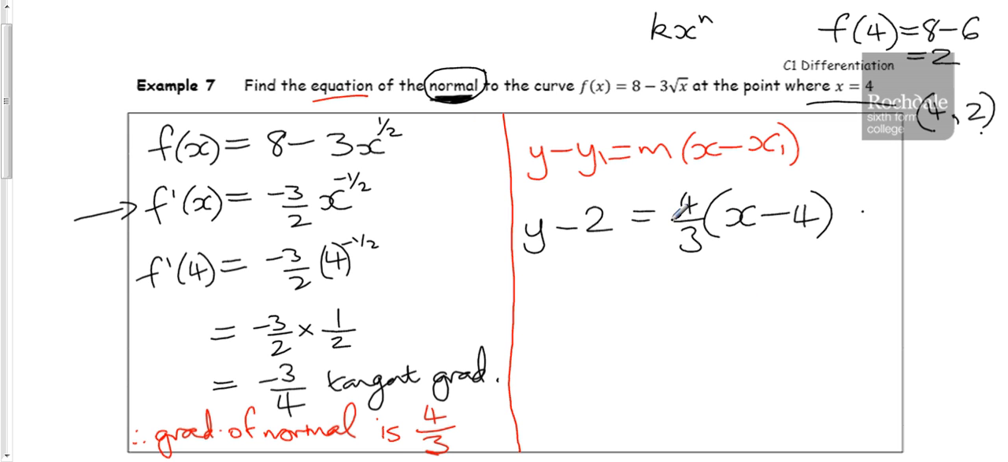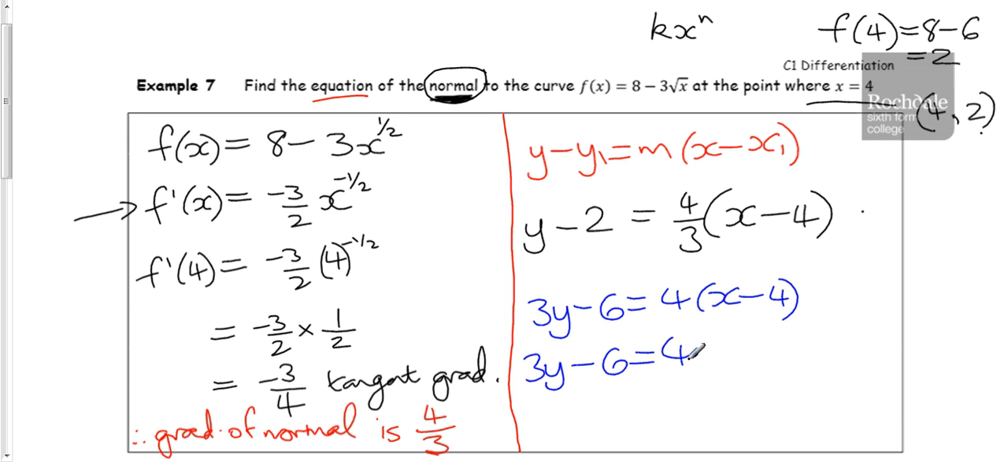Now usually when we have a fraction here, usually we do something to this equation so that we don't have any fractions anymore. So in this case, I'm going to times the whole equation by 3. On the left, 3y minus 6. On the right, 4 brackets x minus 4. Both sides now are 3 times bigger. And that's okay because it's an equation, so I have to do the same to both sides. Now I'm just going to expand the brackets on the right hand side. Please remember the question didn't tell me to do this, just doing it for practice.